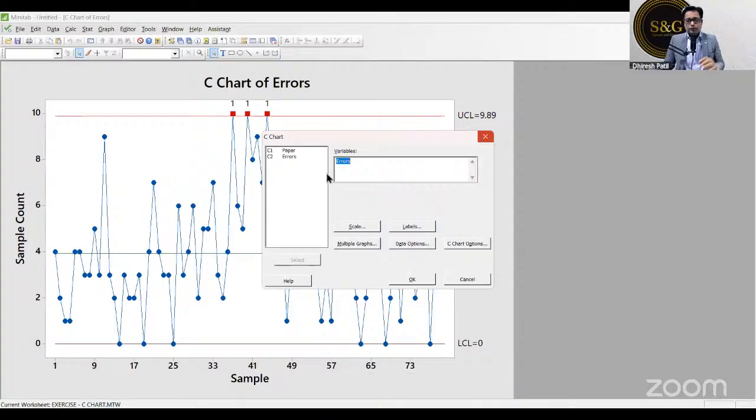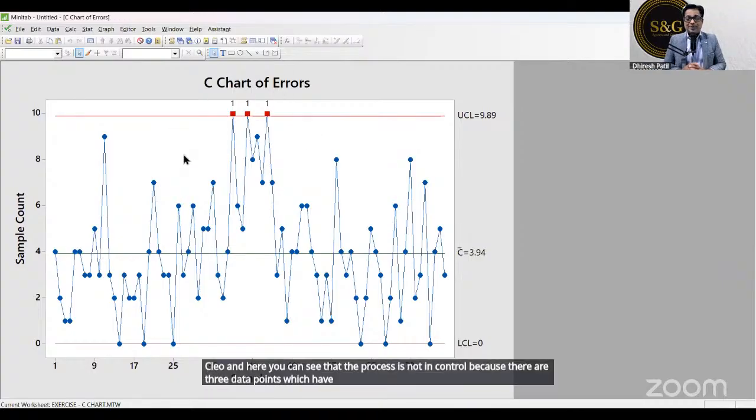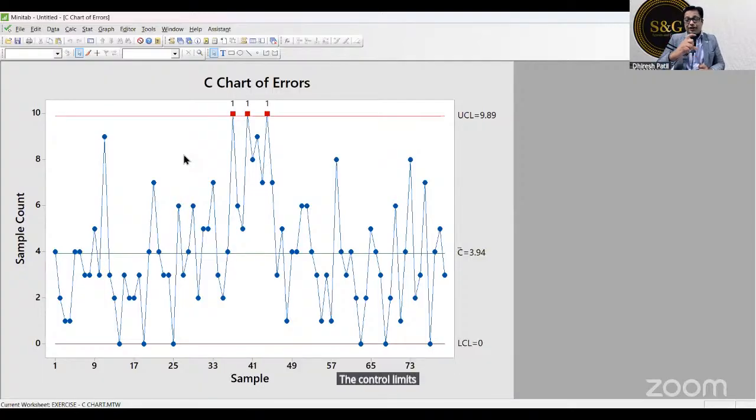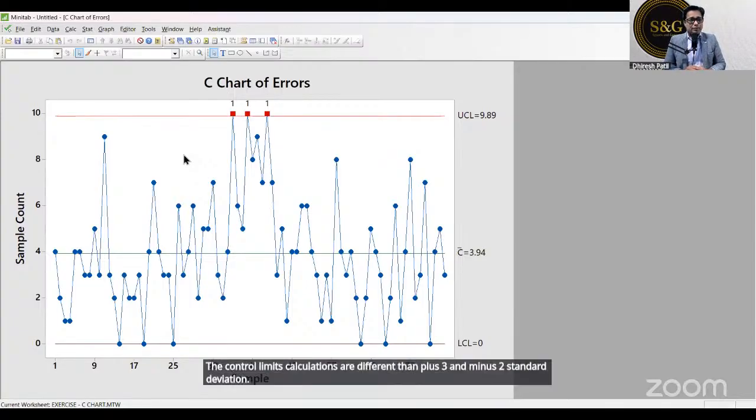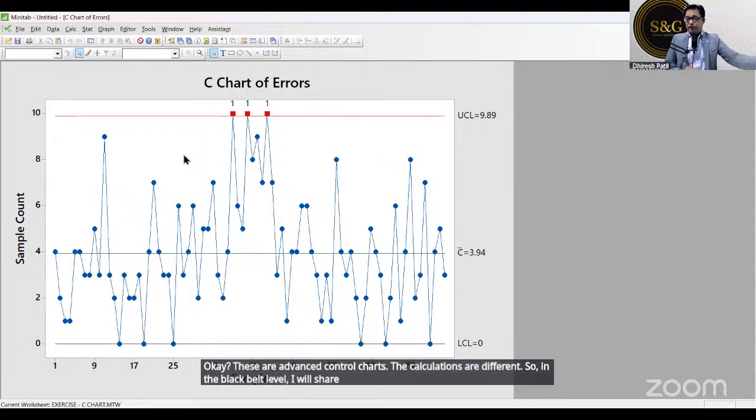Clear? And here you can see that the process is not in control because there are 3 data points which have gone above the control limits. Now here the control limit calculations are different from +3 and -3 standard deviation. Okay, these are advanced control charts. The calculations are different. So at the black belt level, I will share this formula with you as well. Okay.